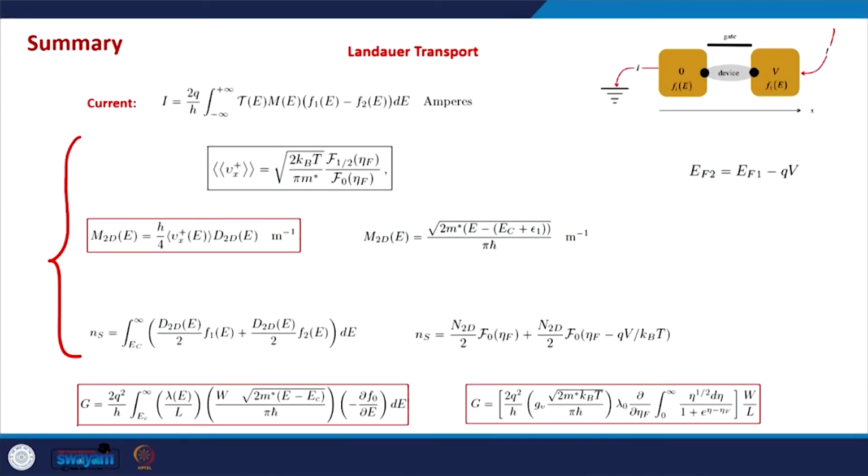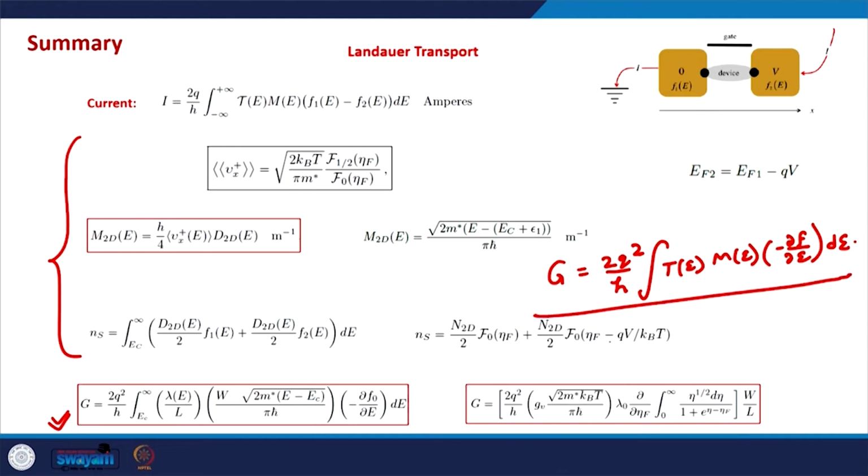Okay. So by using all these concepts we can calculate the conductance of the device, and this is how it looks. The conductance expression is 2q square by h times Te Me times f, and for near equilibrium transport, for small applied voltage in the linear regime, this is how the expression looks. Te is essentially lambda by L, Me is this, and minus del F by del E.